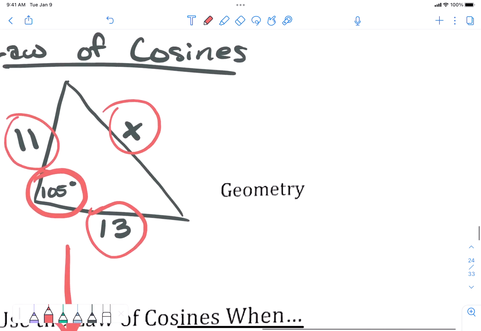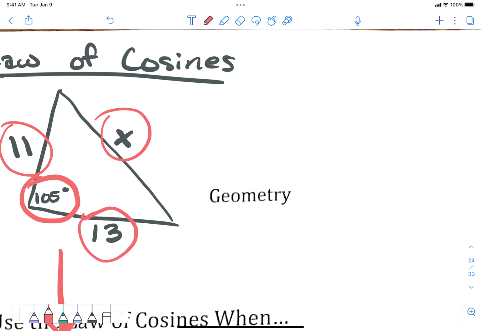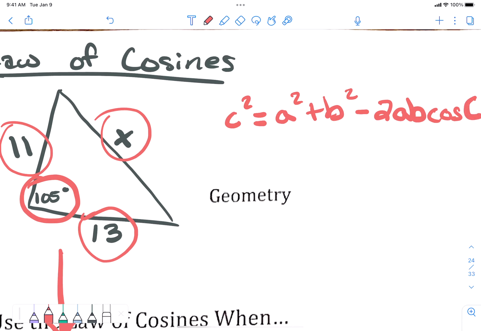Okay, here's what the law of cosines looks like. Ready? C squared equals A squared plus B squared. Hey, that looks familiar. That's the Pythagorean theorem, except that's not all of it. Then we do minus 2AB, and we have cosine of capital C.